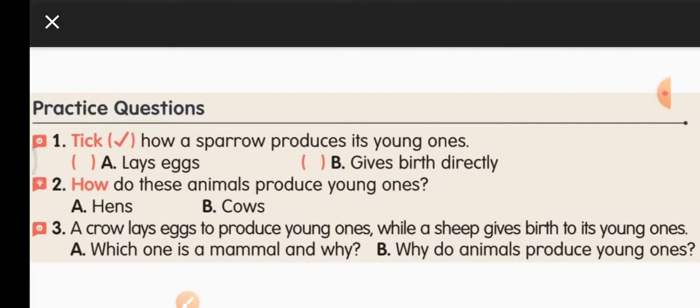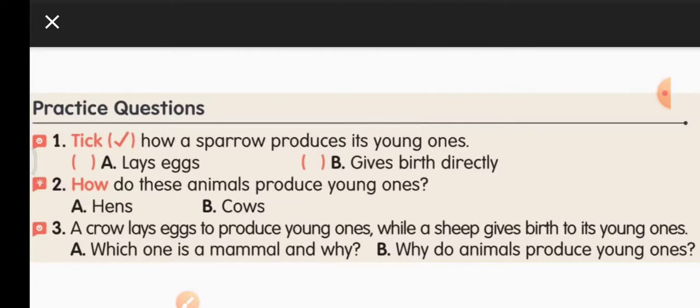Question 2. How do these animals produce young ones? How do hens and cows produce their young ones? Hens lay eggs, whereas cows, they give birth directly to the calves. Question 3. A crow lays eggs to produce young ones, while a sheep gives birth to its young ones. Which one is a mammal and why? Why do animals produce young ones?